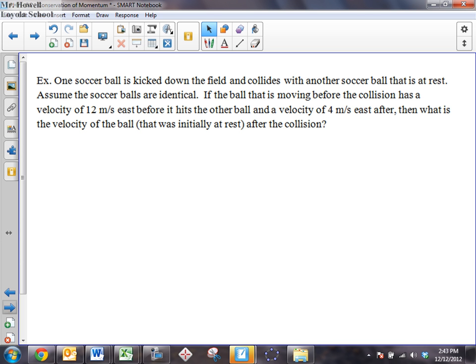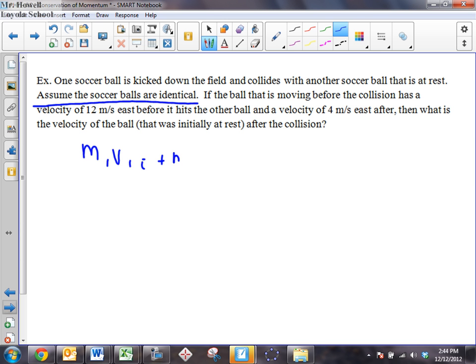Now, the first thing to notice in this kind of problem is this key thing right here. Assume the soccer balls are identical, which means that if you want to call the first object M1 and the second object M2, that's fine, but they're the same. So call both objects just M. Again, our equation usually looks like this. You don't have to write this down because we're not going to really use it here. So you can cancel out all the masses. Normally that's our equation, but since the masses are all identical, just call them all M.